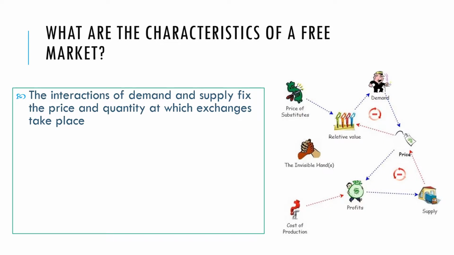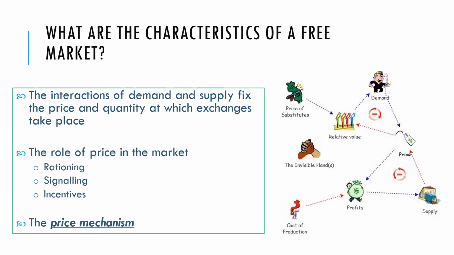A free market is where the interactions of demand and supply determine the price and the quantity at which exchanges take place. So the price mechanism serves as a signal as to what society wants, and also creates an incentive for people to try their best. And so we would say the price mechanism is the way in which resources are allocated in a free market.